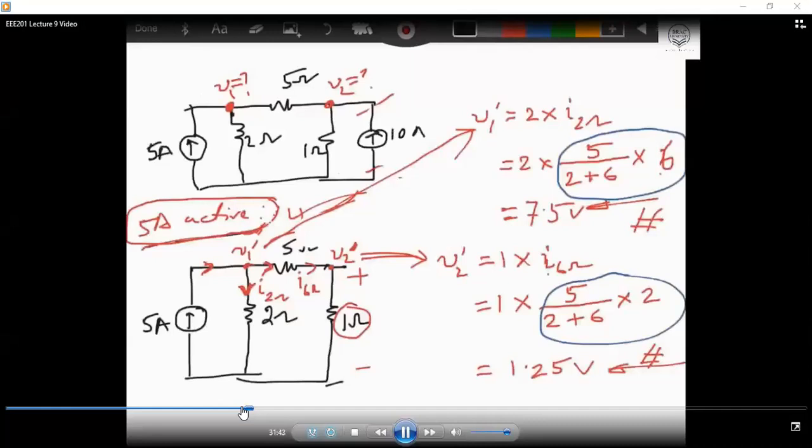Sir, I have a question here. When we were calculating V1 prime, we multiplied by the opposite resistance 6, that is 5 plus 1. In the V2 case, why is it only 2?